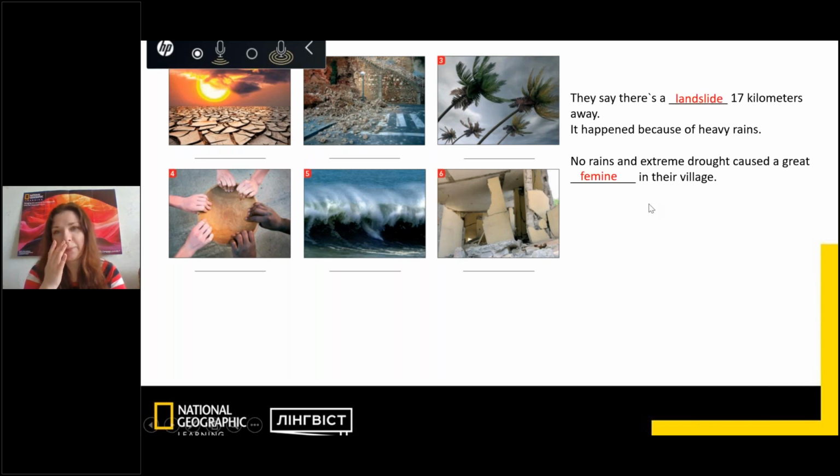Let's check. They say there was a landslide 17 kilometers away. It happened because of heavy rains. So this is picture 2, landslide, when the land slides actually.